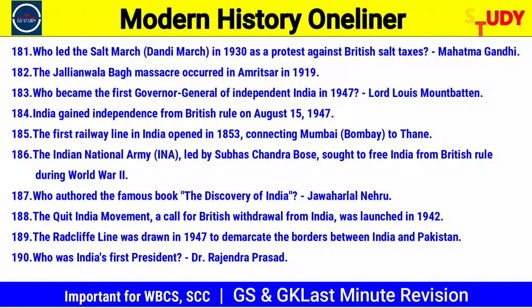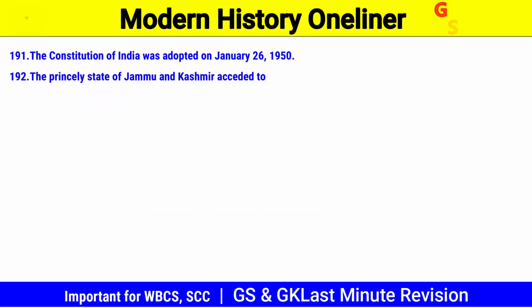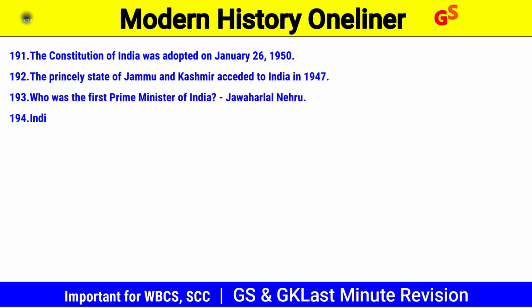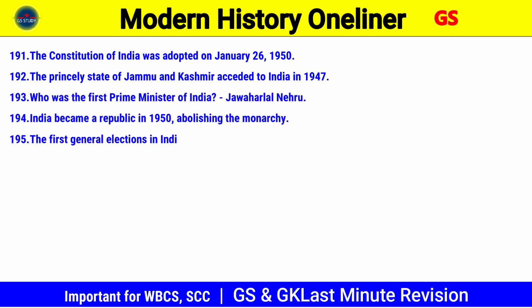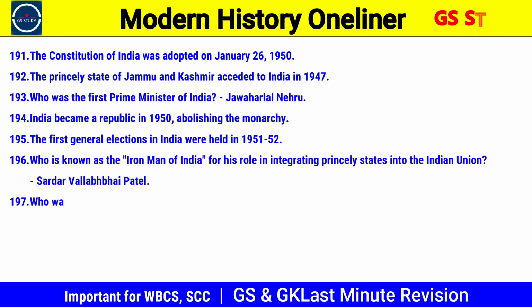189, the Radcliffe Line was drawn in 1947 to demarcate the borders between India and Pakistan. 190, who was India's first president, Dr. Rajendra Prasad. 191, the Constitution of India was adopted on January 26, 1950. 192, the princely state of Jammu and Kashmir acceded to India in 1947.